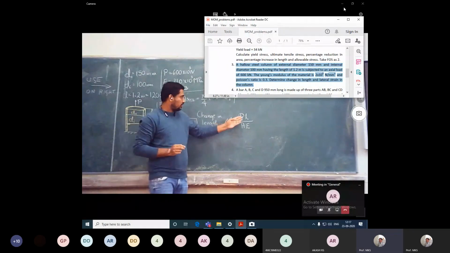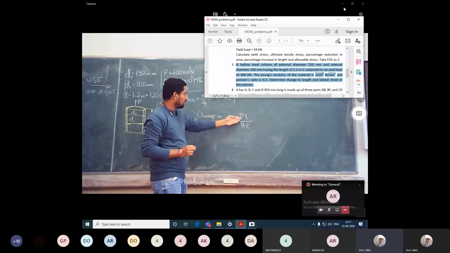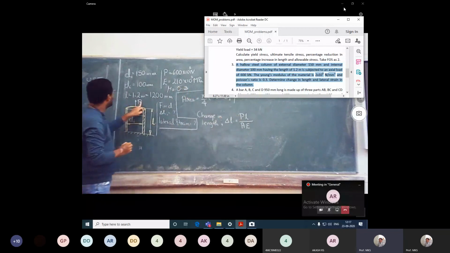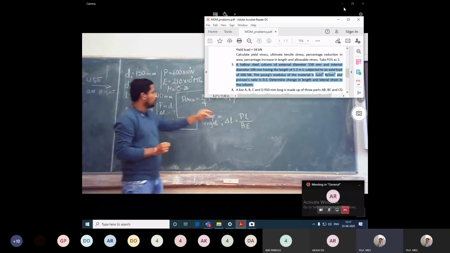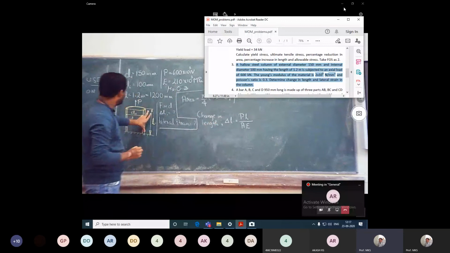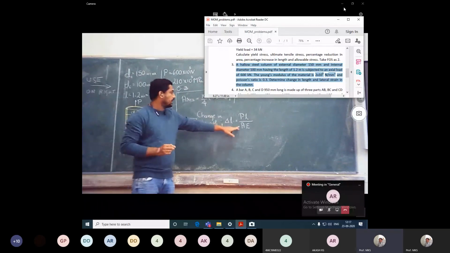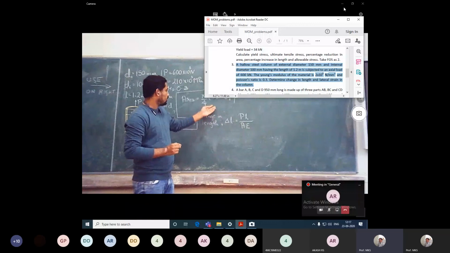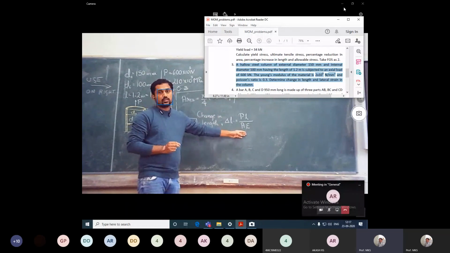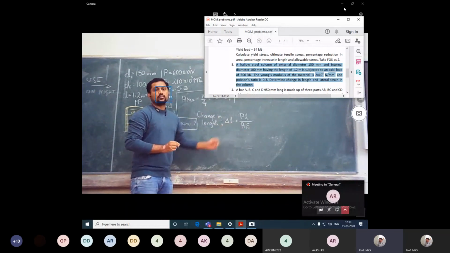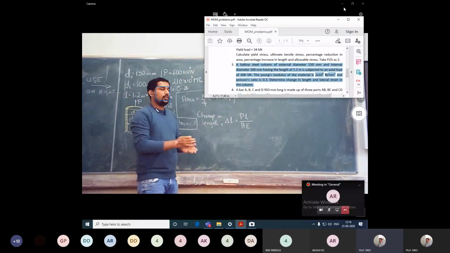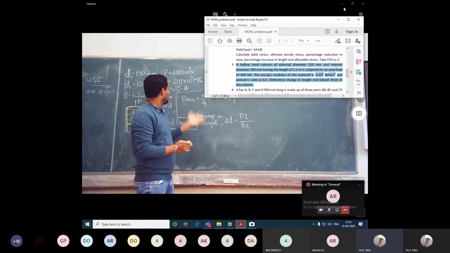First you see whether you know all the quantities. P is the load, it is given: 600 kilonewton. Length of the column, L, is given as 1200 mm. Area you just find out. E is the modulus. Substitute all the quantities in a single unit, either mm or meters. We have taken all in mm. Find out, you will get the change in length.